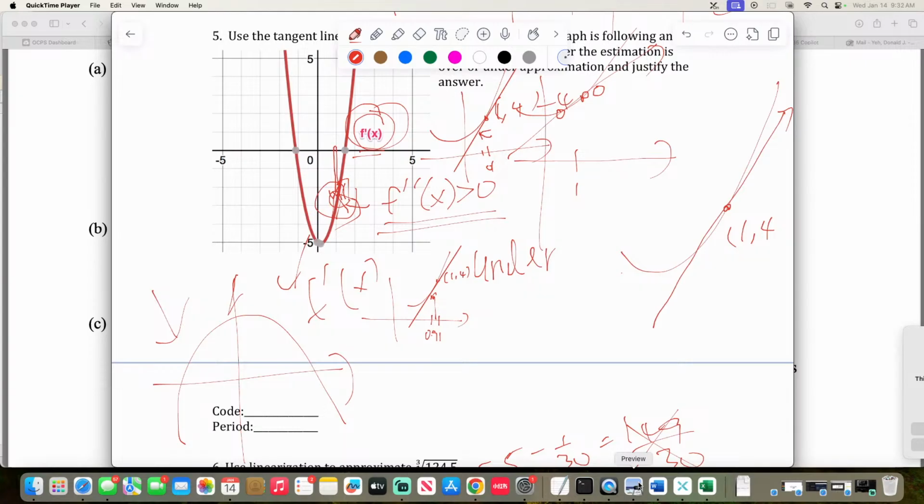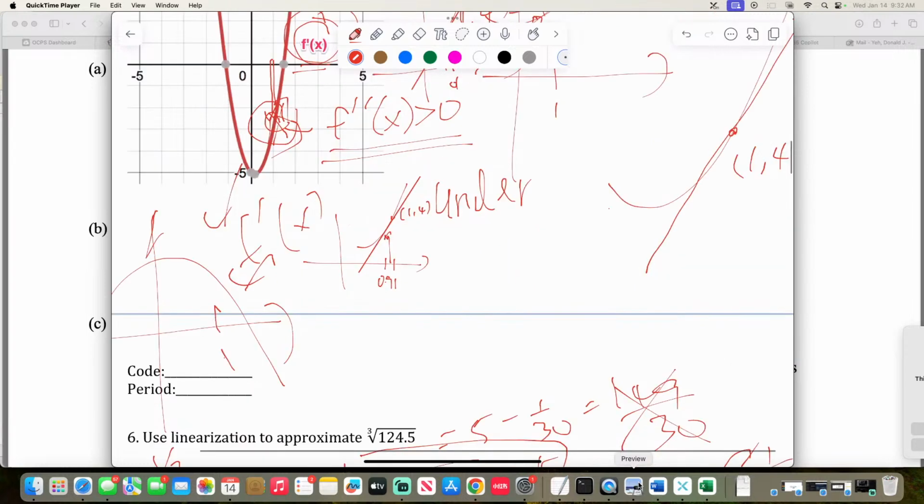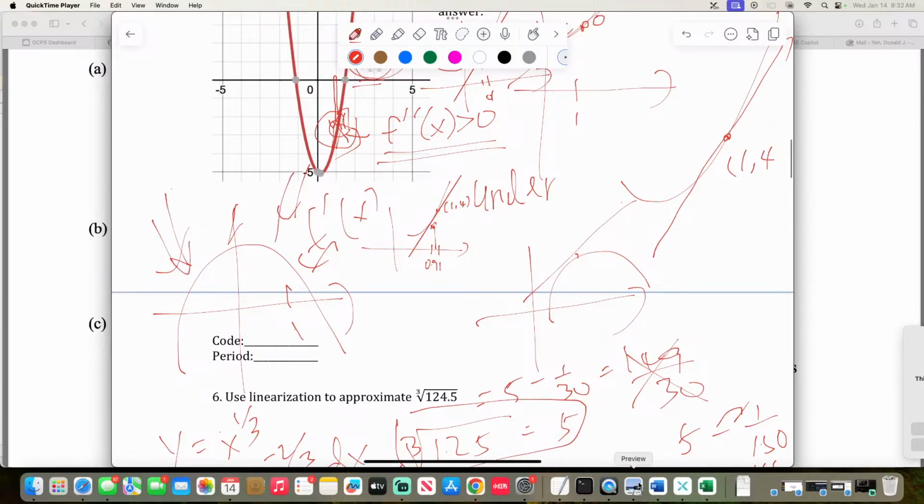Oh, I messed up my question. What I meant to say is, looking at this graph, would there ever be an instance where the answer would be overestimated? For an overestimate, it has to be concave down. So from this side, let's say it's 1 here, f double prime is negative, it's concave down. So any approximation is going to be over. Does that make sense? It's based on which side you're talking about, because f double prime is different on each side.